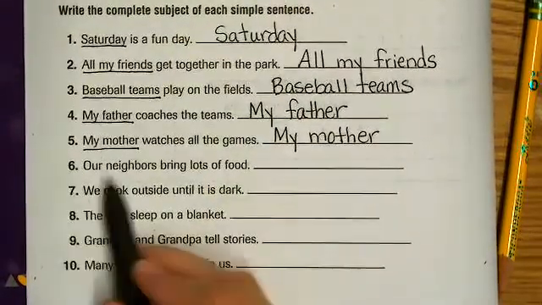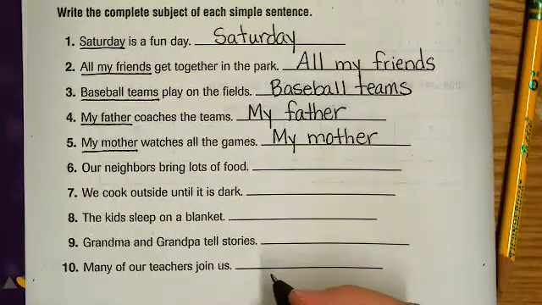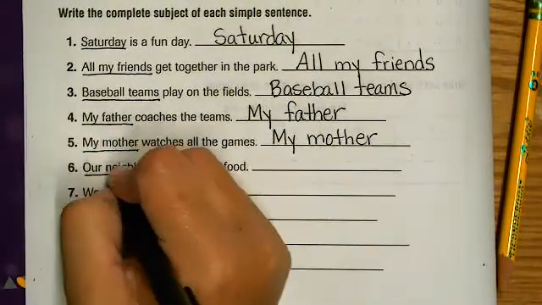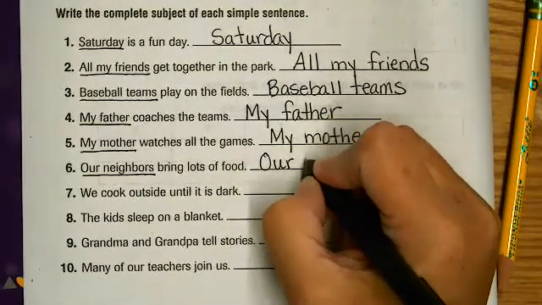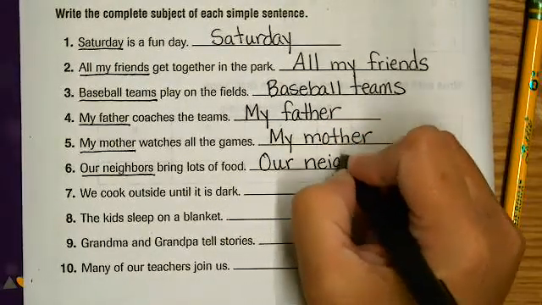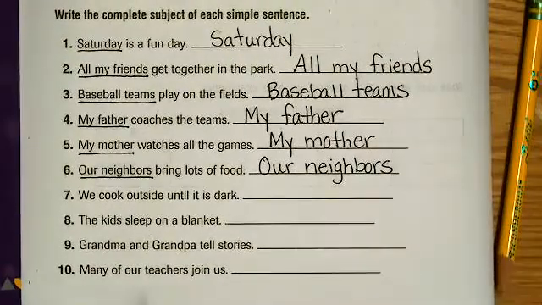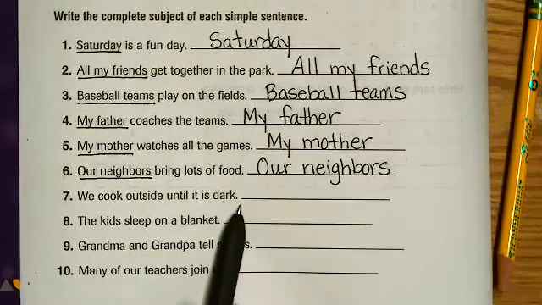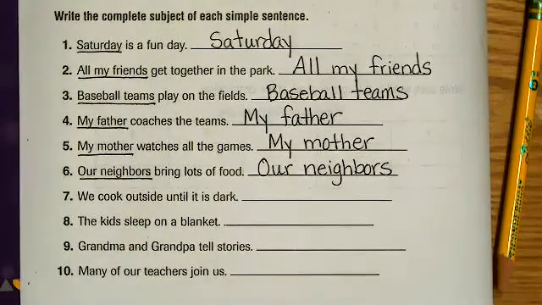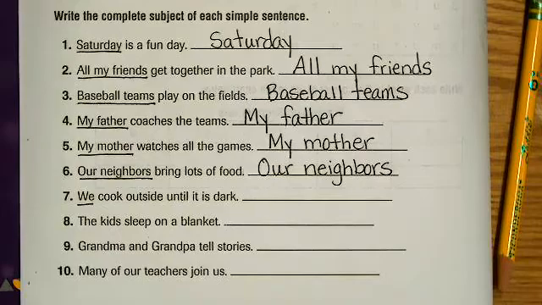Number 6, our neighbors bring lots of food. Who brings lots of food? Our neighbors. Number 7, we cook outside until it is dark. Who cooks outside until it's dark? We do. That's it, just we.